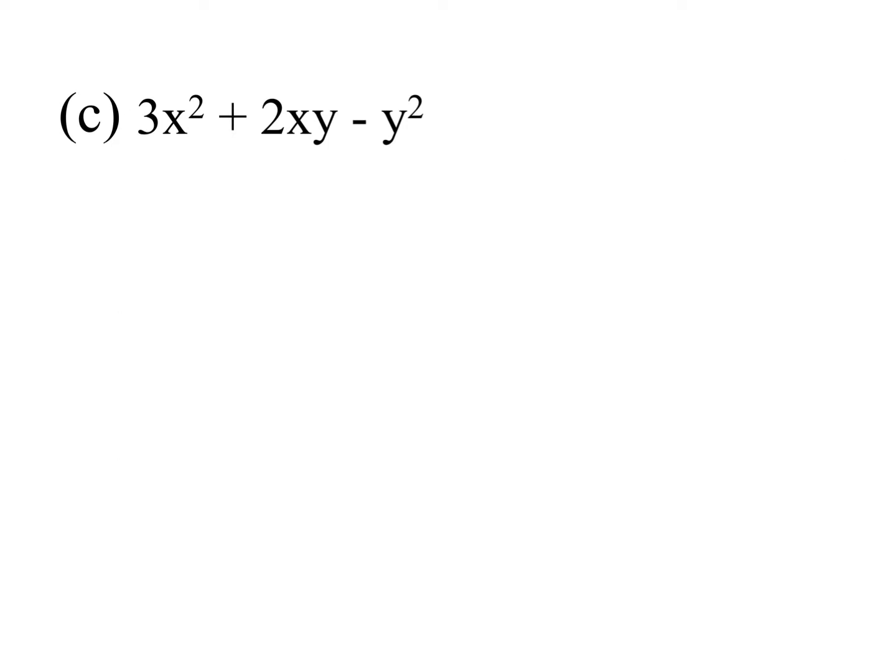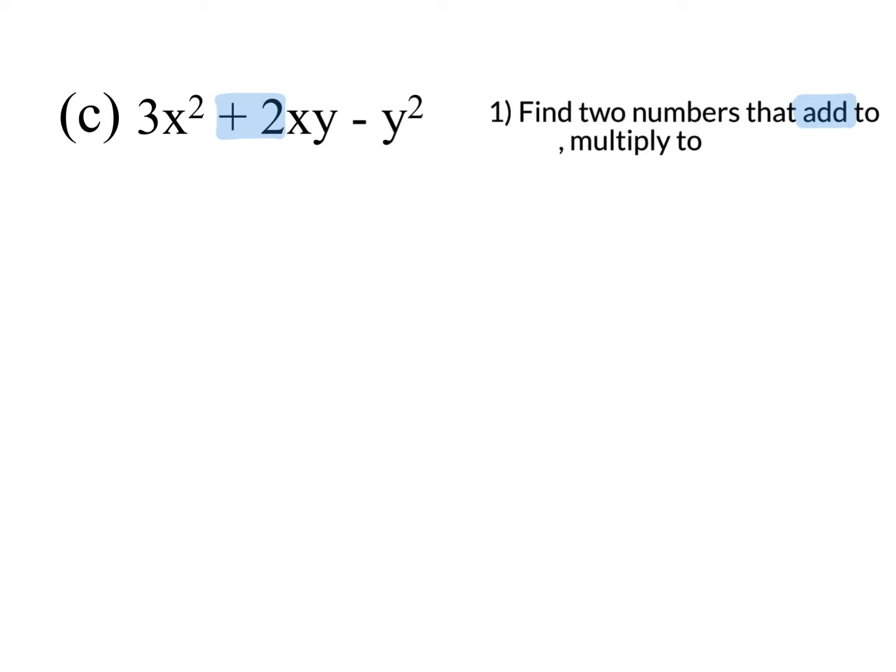Here is our last question, and we're going to start off the same way. We're going to find two numbers that add up to the middle term, which happens to be positive 2. So let's write that down. And those same two numbers should multiply to 3, and there's no number beside the y, so remember that's actually a 1. So two numbers that multiply to 3 times negative 1, which is negative 3. Okay, so let's write that down.